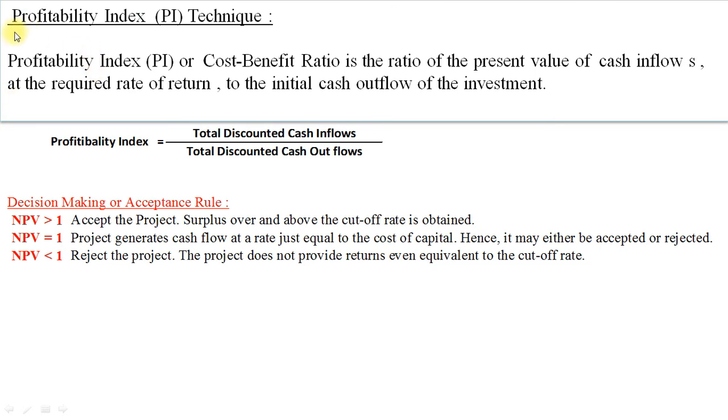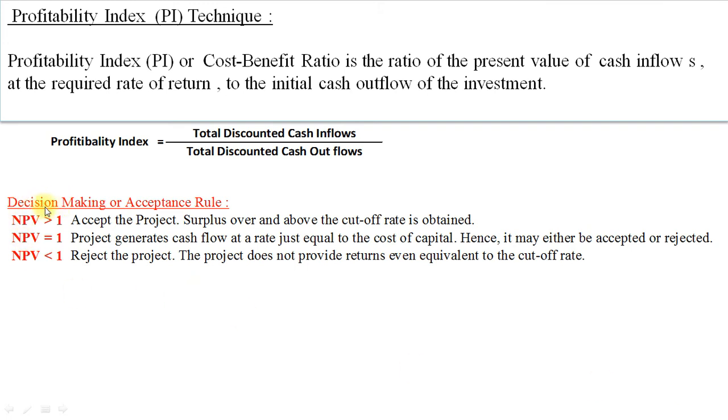Now our second method is profitability index or PI technique. Profitability index, PI, or cost benefit ratio is the ratio of the present value of cash inflows at the required rate of return to the initial cash outflow of the investment. So simply it is a relationship between cash inflow and cash outflow. So we can calculate profitability index by using the formula: total discounted cash inflows divided by total discounted cash outflows.